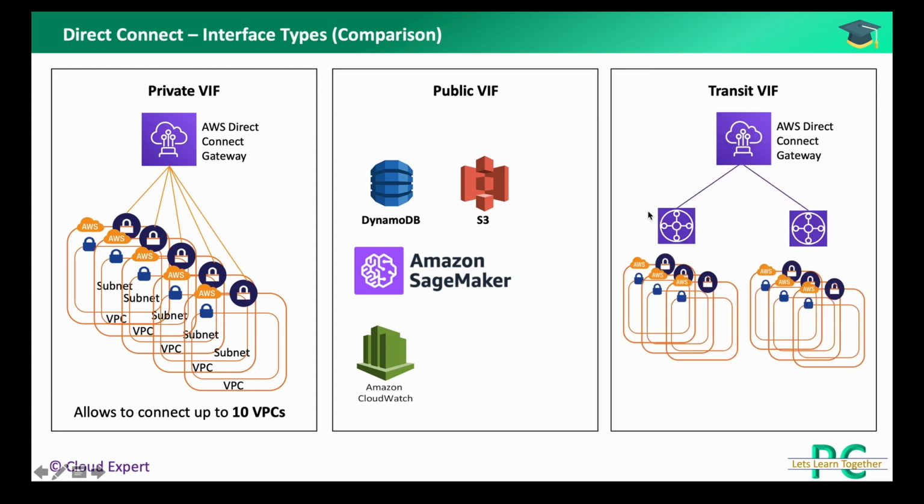And the third type is transit VIF. With a transit VIF, if you want to connect VPCs in two different regions or if you want to connect more than 10 VPCs, in that case it is better to use a transit gateway. But one point to remember here: in this architecture topology, you have to consider the cost of the transit gateway. One Direct Connect gateway can connect up to 3 transit gateways.